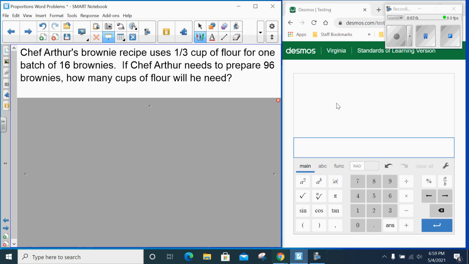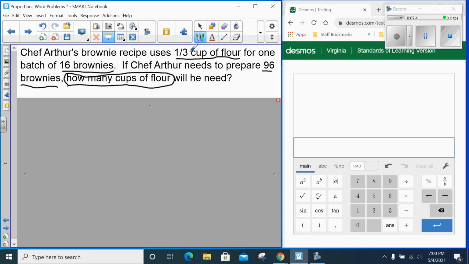The next problem says, Chef Arthur's brownie recipe uses 1/3 cup of flour for one batch of 16 brownies. If Chef Arthur needs to prepare 96 brownies, how many cups of flour will he need? So again, I think this is a proportion word problem because I can tell we're comparing 2 different things. We're comparing cups of flour and brownies. And we want to know how many cups of flour we'll need if we're going to prepare 96 brownies.